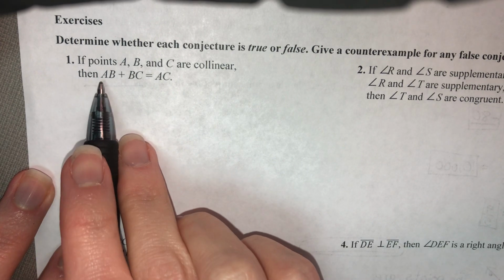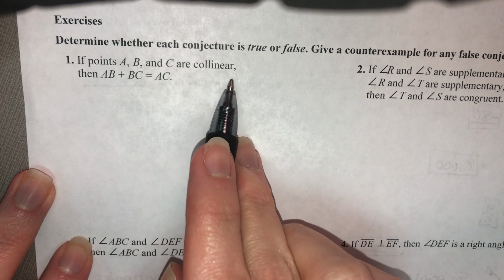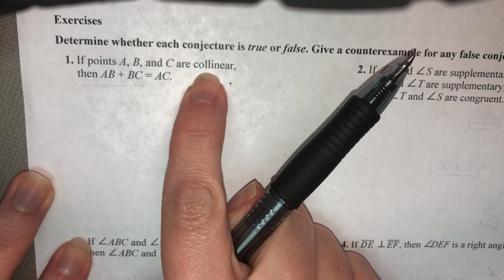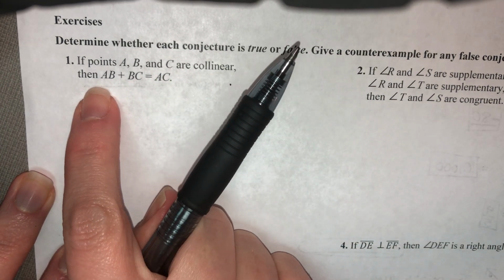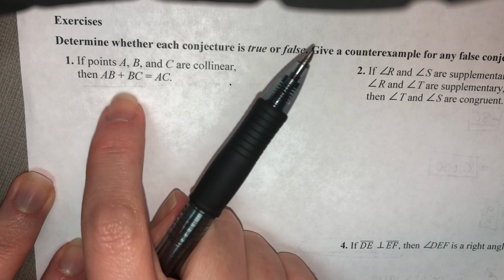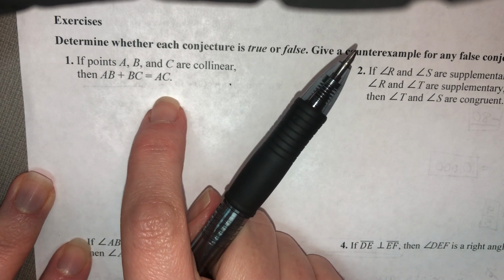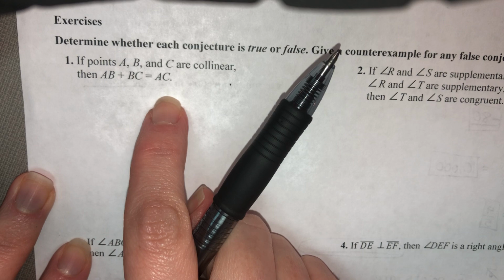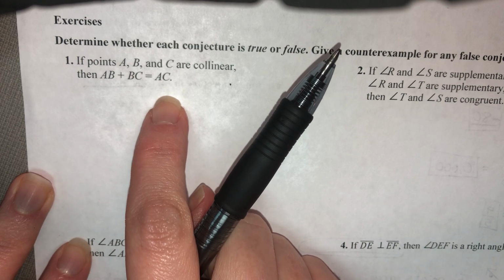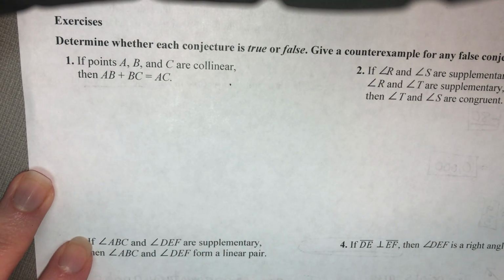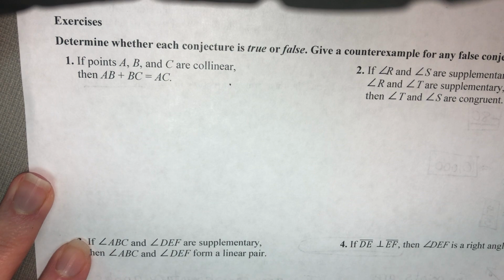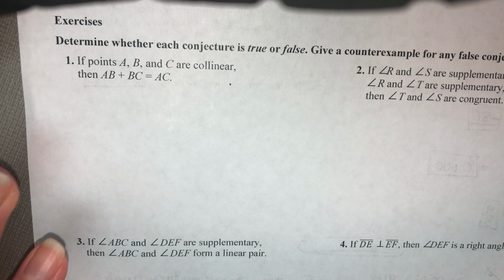Number 1, if points A, B, and C are collinear, collinear means along the same line, then the distance from A to B plus the distance from B to C must equal the distance from A to C. What do you think? You may want to pause the video and ponder this for a moment. All right, so now I'm going to assume that you've paused and you've given it some thought, okay?